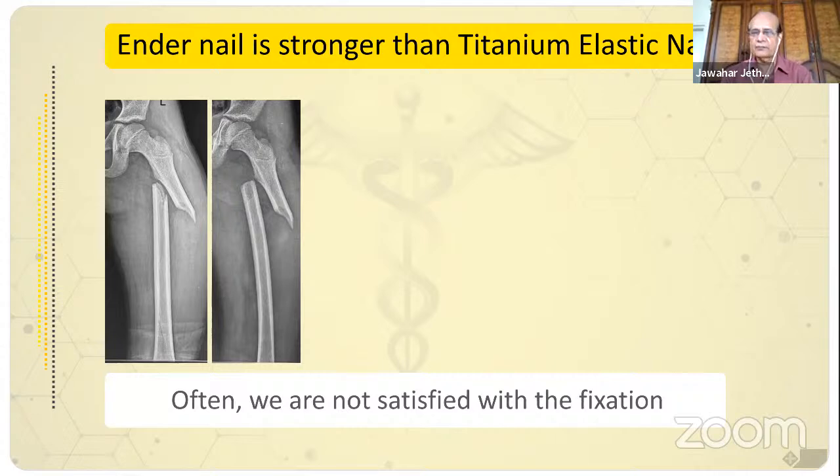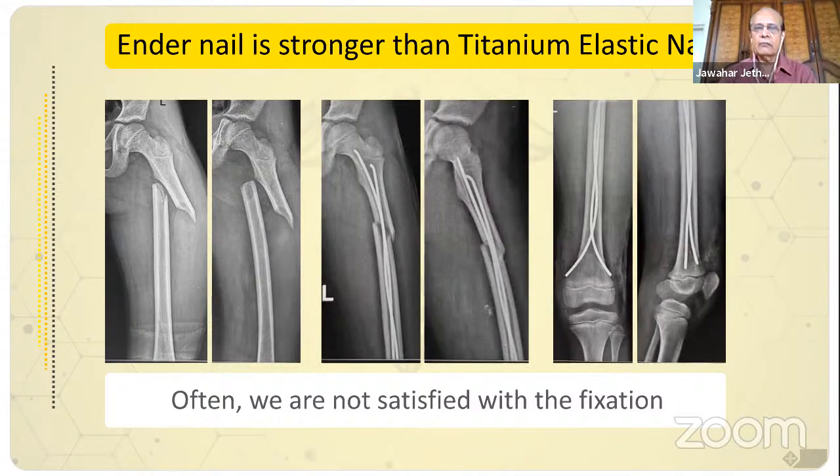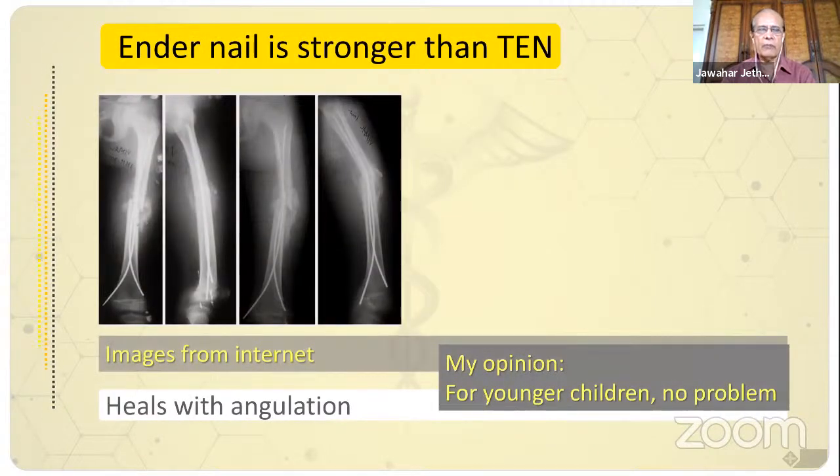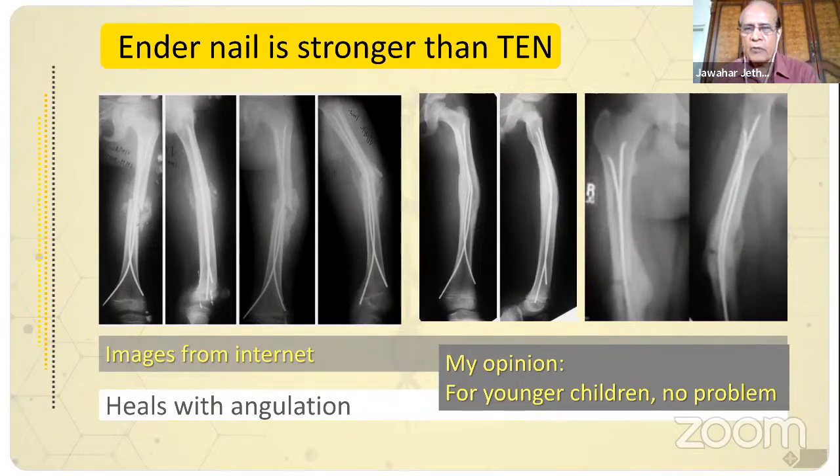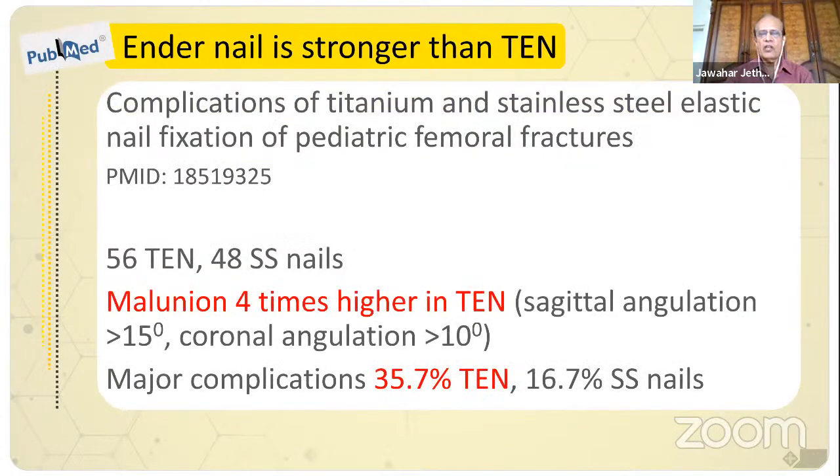Because often we are not satisfied with the elastic nail, as it becomes a little bit weaker. These are cases where I found a couple of images from the internet, where it may go into angulation after fixation. During fixation, it was not there. In any younger children, there is no problem. But for older children, you can get a post-fixation angulation if the elastic nails are very thin. So what we can do is think of a stainless steel nail.